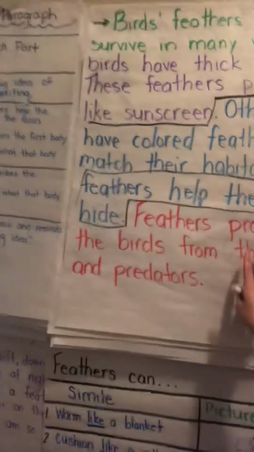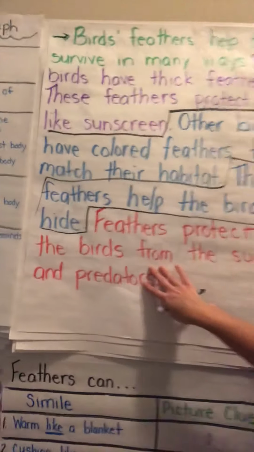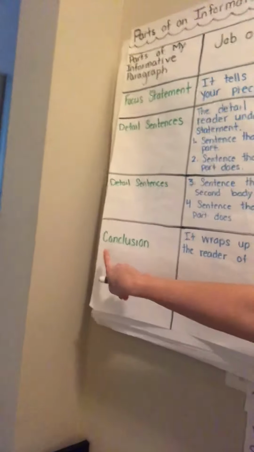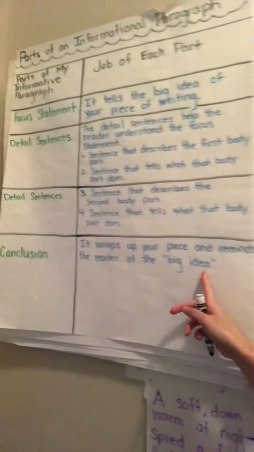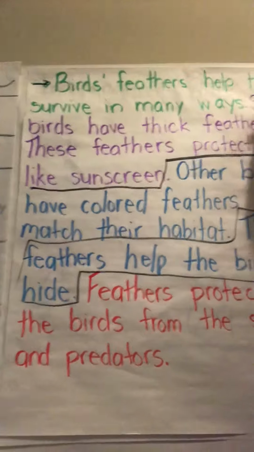And now we're at our last sentence. Again, remember, our last sentence is called our conclusion, where it wraps up our piece and reminds the reader of the big idea. So what was our big idea again? What was our focus statement? Right, it's telling us that birds' feathers help them to survive in many ways. So we're talking again about how feathers help birds survive.